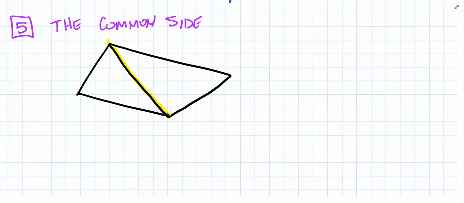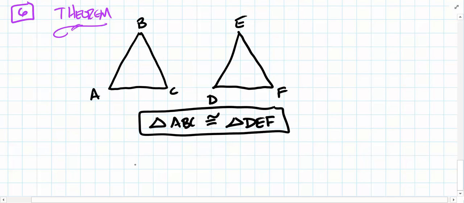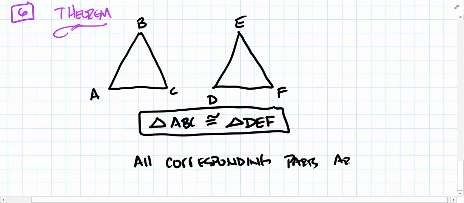Okay, here's the big theorem of the day. I've already alluded to it a lot in the lesson, or for this particular section. If we're given that triangle ABC, the one on the left, is indeed congruent to triangle DEF, the one on the right, then here's what we know. If we're given this stuff, then we can say all corresponding parts are congruent. Okay? That's the big deal right there. All corresponding parts are congruent.